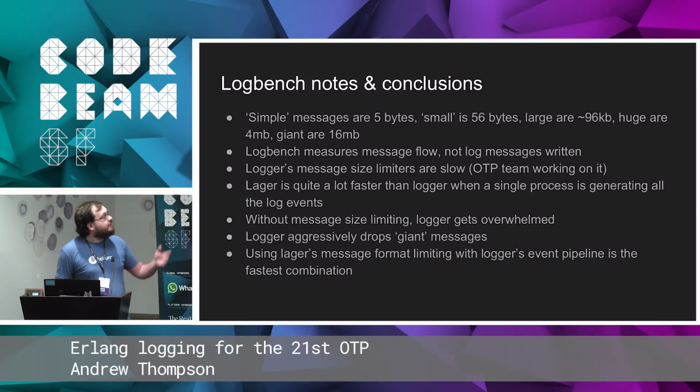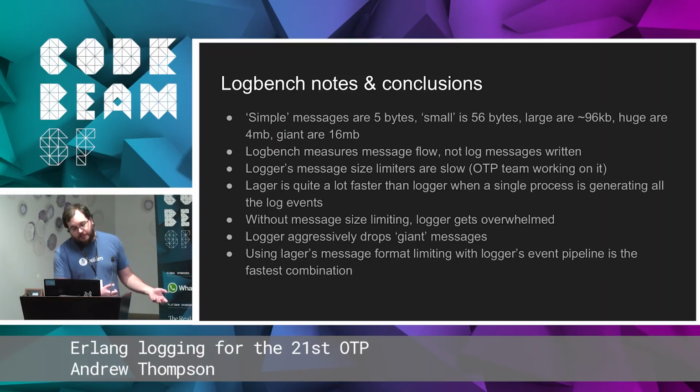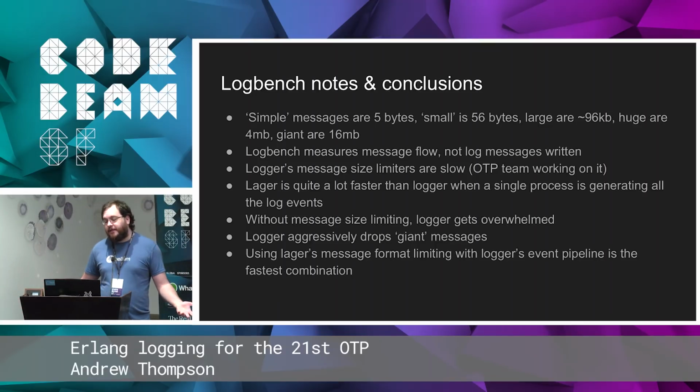So just to cover the sizes, the simple message is 5 bytes, the small is 56 bytes, the large are about 96 kilobytes, the huge are 4 megabytes, and the giant are 16 megabytes. And as I said, Logbench is measuring the flow of messages through the system, not necessarily that they made it to the endpoint. Overload protection may have kicked in. I could have turned off overload protection, but I was interested in what the defaults do.